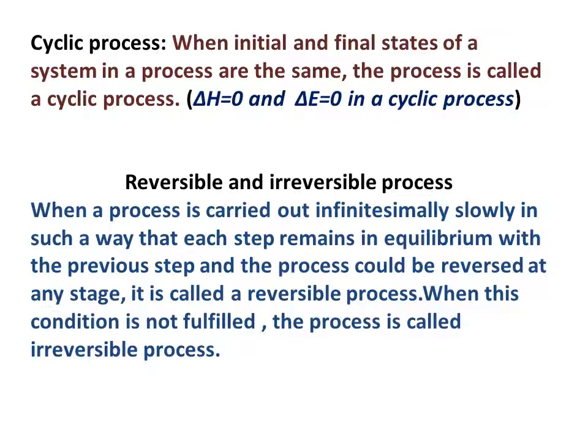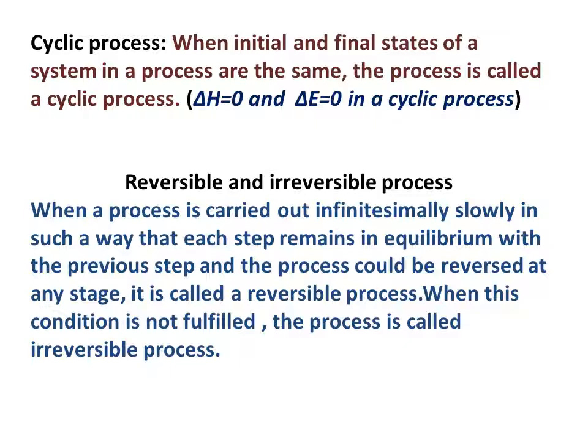In cyclic processes, delta H is equal to 0 and delta E is equal to 0. Now you will ask, what is delta H and what is delta E? These are new terms for you. Delta H is called enthalpy. H stands for enthalpy. We will discuss that in great detail, but for the time being you should understand that enthalpy is the heat content of a system at constant pressure.